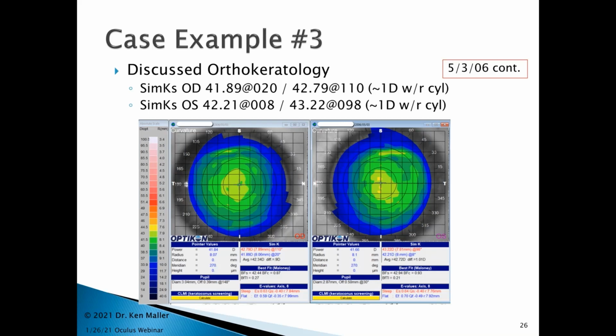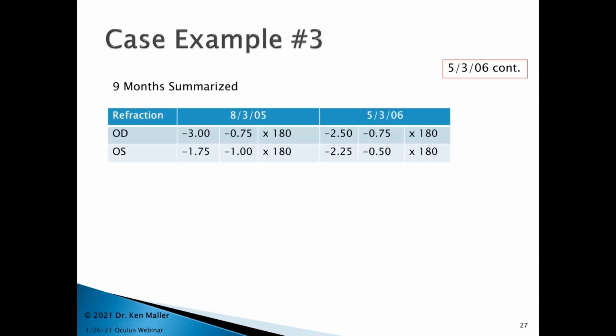Again, we have about 1 diopter with-the-rule cylinder in both eyes from the sim Ks, but they're basically just a little bit on the flat side, but boringly normal. So let's just summarize. Back in 2005, she was -3.00 -0.75 axis 180 in the right eye, and now she's -2.50 -0.75 axis 180. I'm not really clear why she reduced in myopia, but she did. The left eye, the -1.75 -1.00, has come up a little bit to -2.25 -0.50, but again, she's dropped in the cylinder.